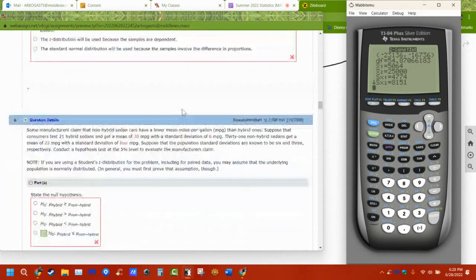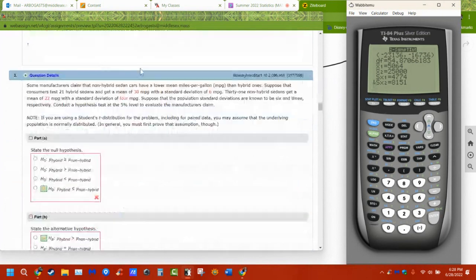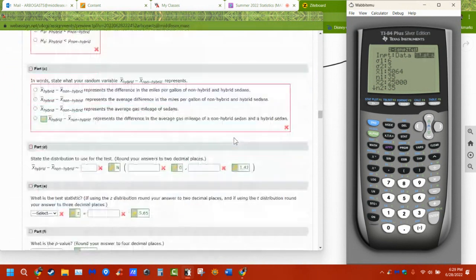Problem three, I'm going to skip problem two because it's the same thing as problem one with different numbers. Problem three is a z-test, okay? And the big difference between two sample z-tests and two sample t-tests is that you have to put the standard deviations in first. And then you put the means and sample sizes. That's the big difference, that the standard deviations go first. Other than that, everything else is exactly the same.